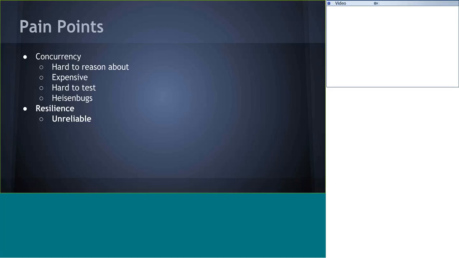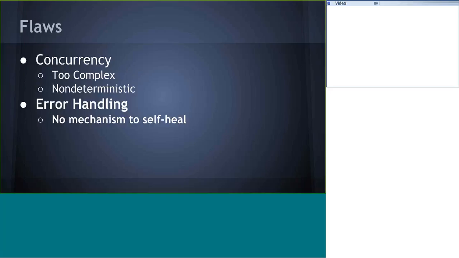So what are the pain points here? The pain points are that our services tend to be unreliable. And an underlying flaw that perhaps leads to that is there's no mechanism for our systems to self-heal. We just pass on the errors and we don't really do anything about it.